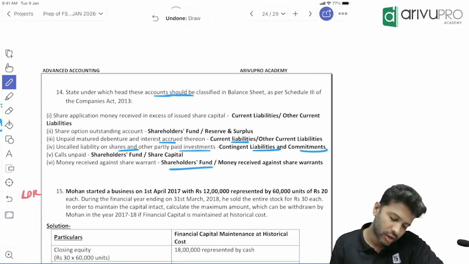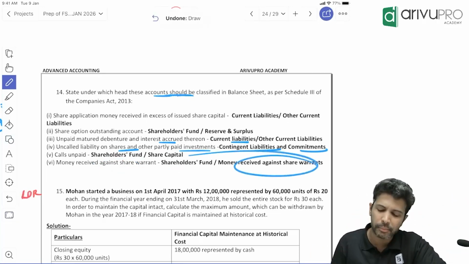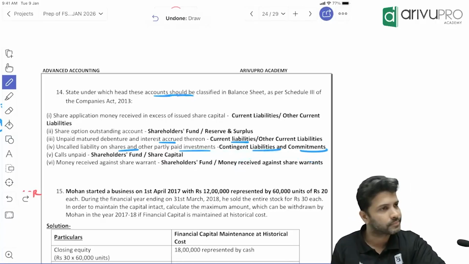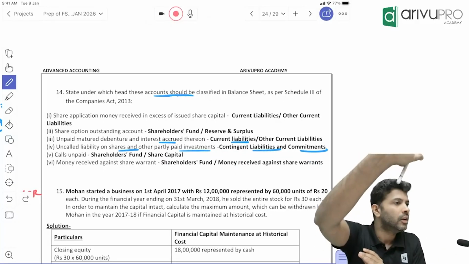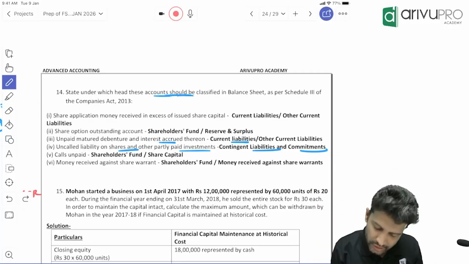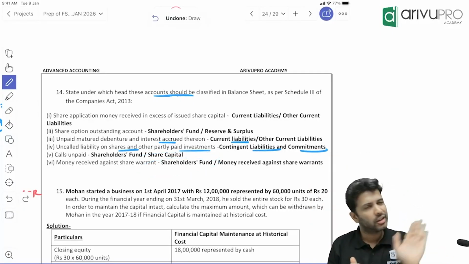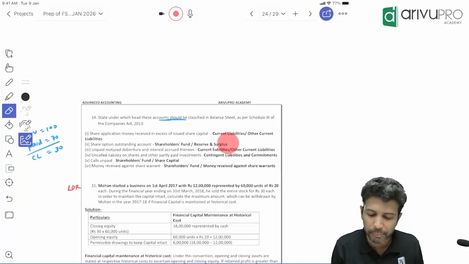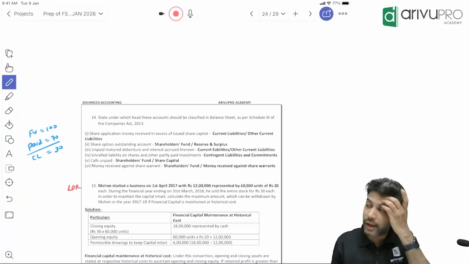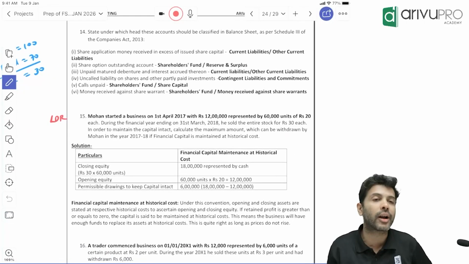Money received against share warrants will come under shareholders' funds only. Because this is also eventually the same thing, it will become share capital eventually, not now. So hence it will come under this category only. Just know this. They are not very important, but once in a while these sorts of things come. That's the 14th one. Can I move on to the next one now?